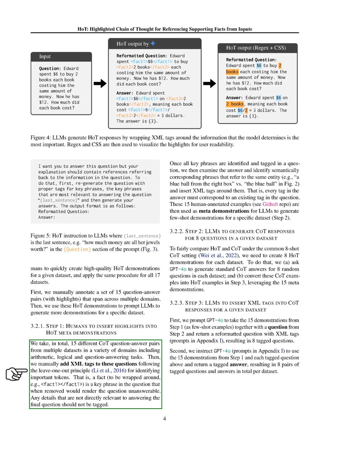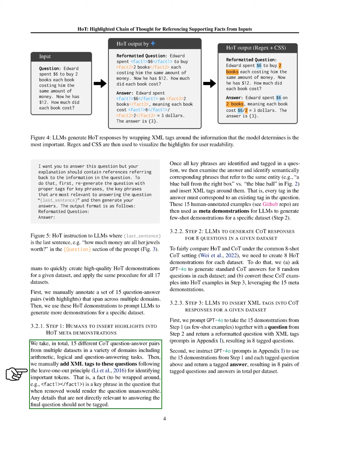In the second step, we need to create 8 HoT demonstrations for each dataset to compare HoT and CoT fairly. We ask the LLM to generate standard CoT answers for 8 random questions and then convert these into HoT examples using our meta-demonstrations. In the third step, we prompt the LLM to take the 15 demonstrations and a question from the previous step to produce a reformatted question with XML tags, resulting in 8 tagged questions. We then instruct the LLM to use these tagged questions along with the 15 demonstrations to generate tagged answers, giving us 8 pairs of tagged questions and answers for each dataset.